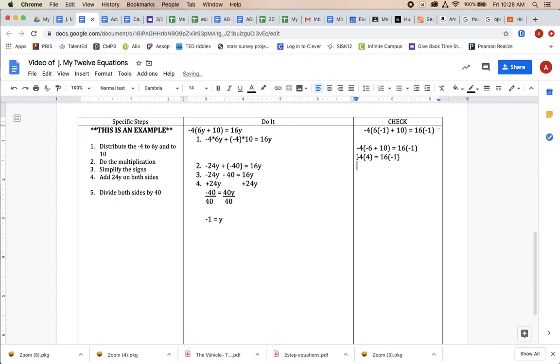Cool. Now all I have is multiplication on either side. So I'm going to do both those multiplications at the same time. So negative 4 times 4 is negative 16. And 16 times negative 1 is negative 16. So because negative 16 equals negative 16, both sides are the same, then negative 1 must be the solution.